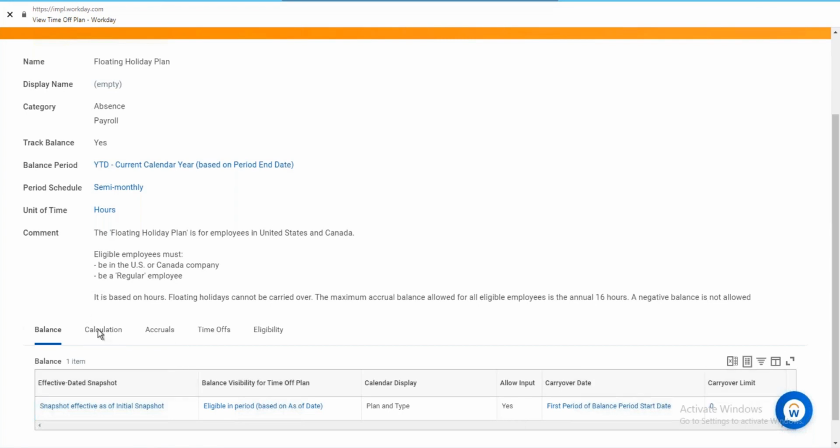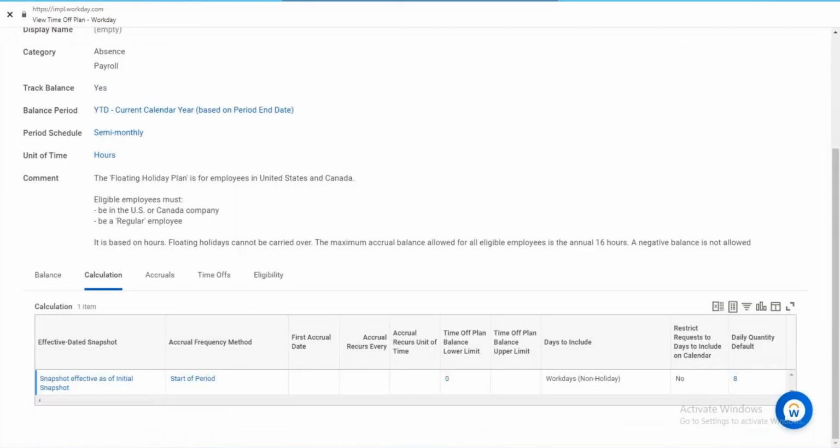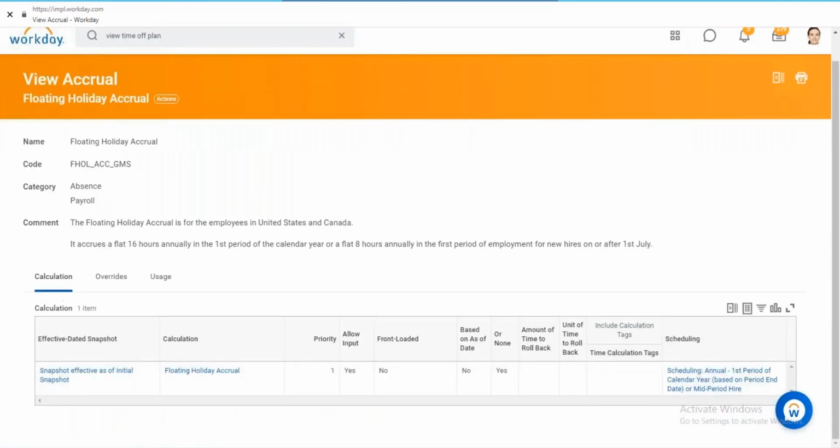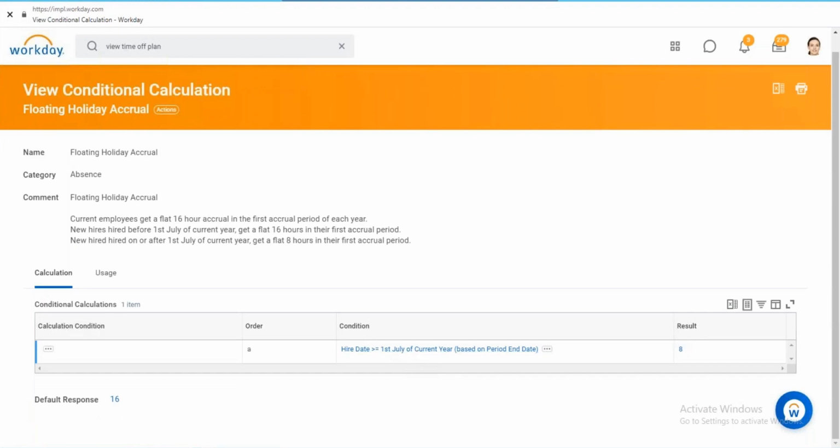Which means no carryover. Start of the period, zero, cannot go negative, 8 hours. Okay. This is the holiday that is always there in the system. All right. Floating holiday accrual scheduling: first period of the calendar year based on period ended or mid period, which means 16 would be given on the first period of the calendar year. Although it is not front loaded, every calendar year it will give you 16 balance. Floating holiday accrual: if the hire date is greater than 1st July of the current calendar year, then 8, else 16.